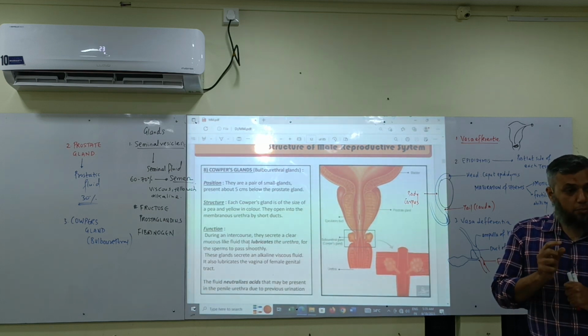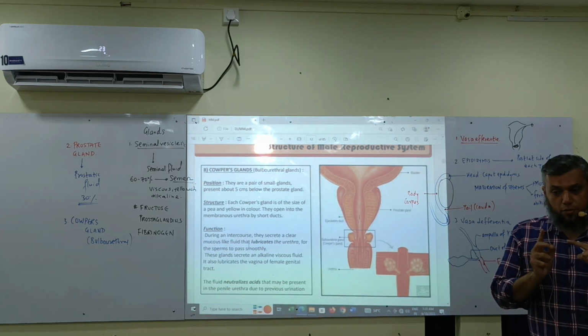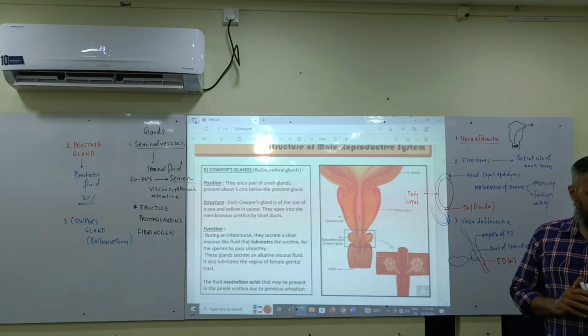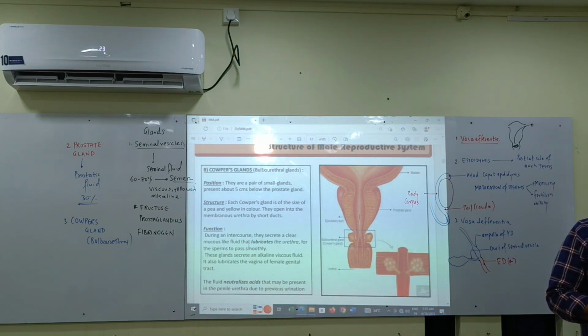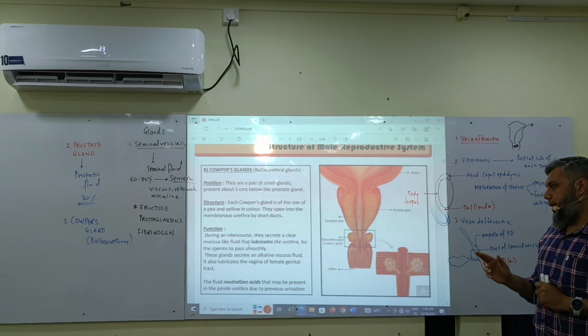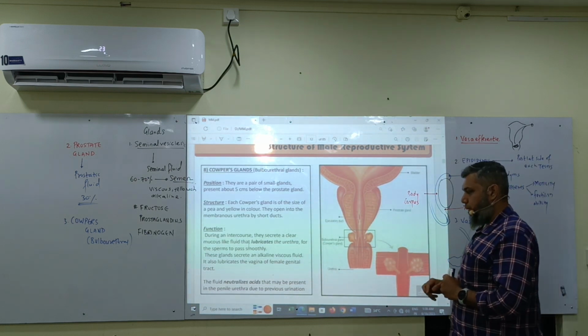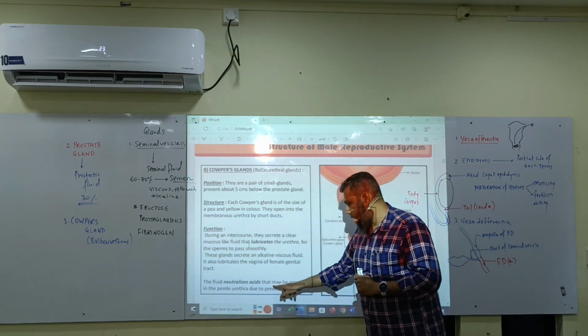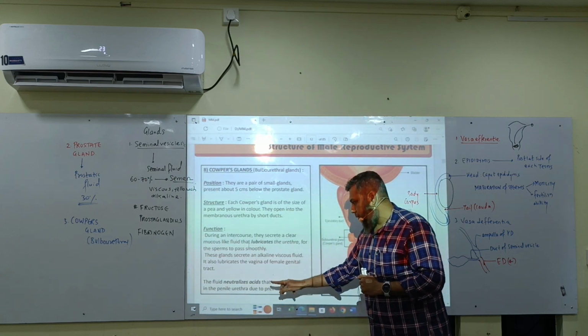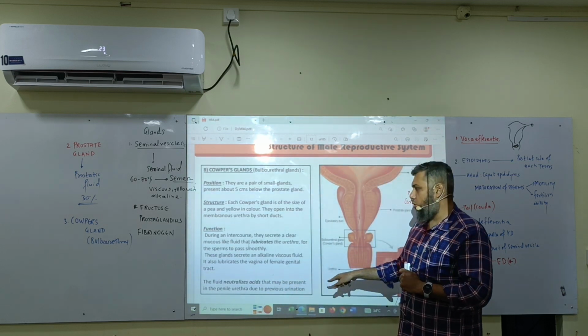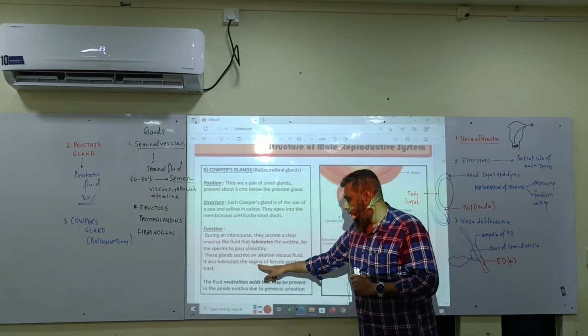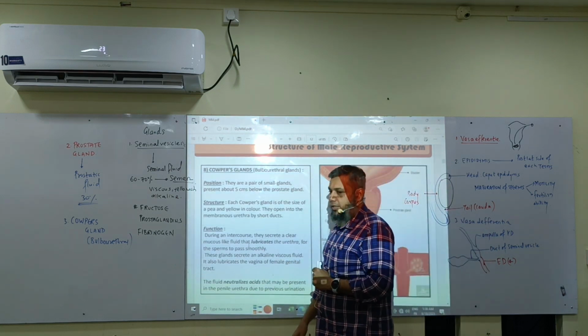So can I say it will help to lubricate the penis at the time of sexual intercourse, as well as it will protect the sperms from the urine of prior urination. I hope you understood, everybody. Yes or no? So that is why, see, it is written over here that the fluid will neutralize the acids that may be present in the penile urethra due to previous urination. And it also lubricates the vagina of the female genital tract.